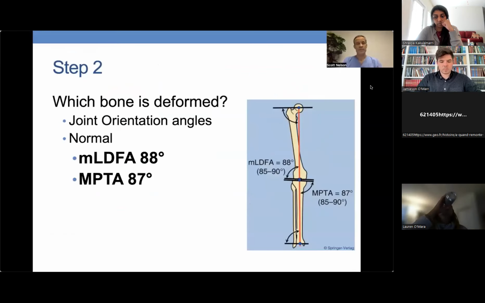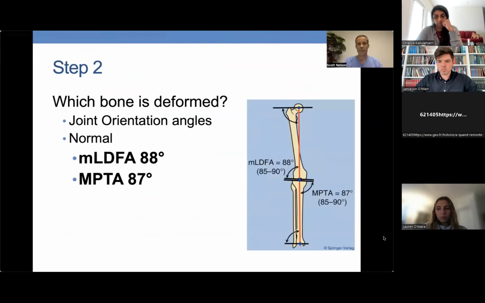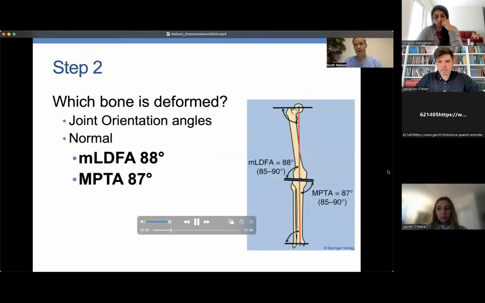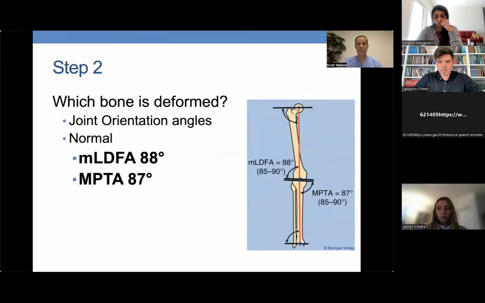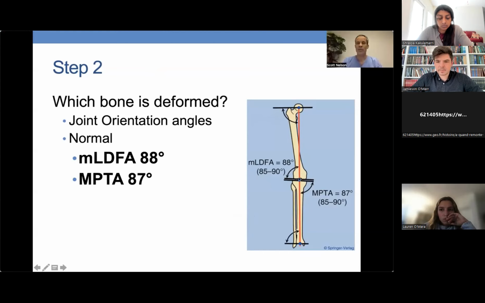So now you're ready for step 2. We determine that there's a varus or a valgus deformity, and we want to know if that deformity is coming from the femur or coming from the tibia. I'm not going to introduce you to all of the angles, but we need to know just a few of the most important ones. In the femur, the mechanical lateral distal femoral angle, where the small m stands for mechanical, is 88 degrees. That's a line through the joint that makes an 88-degree angle with the mechanical axis of the femur.